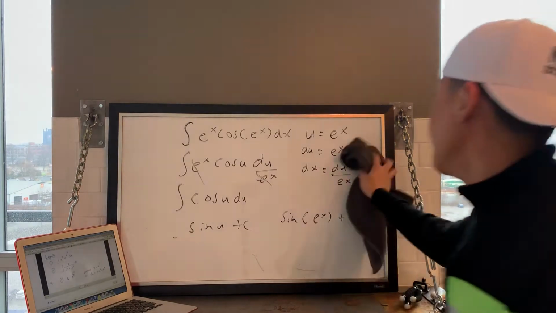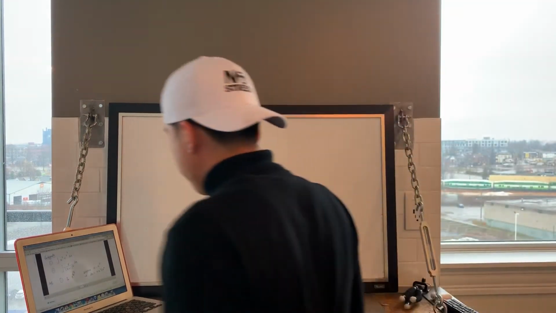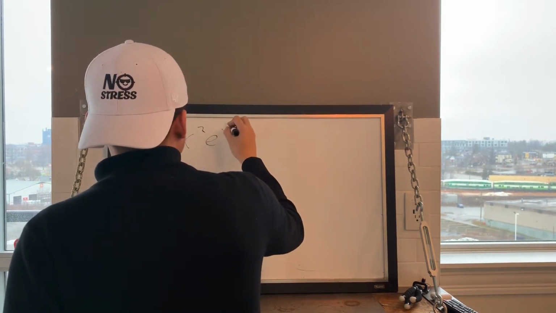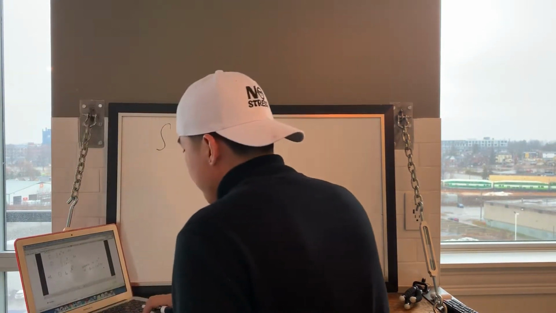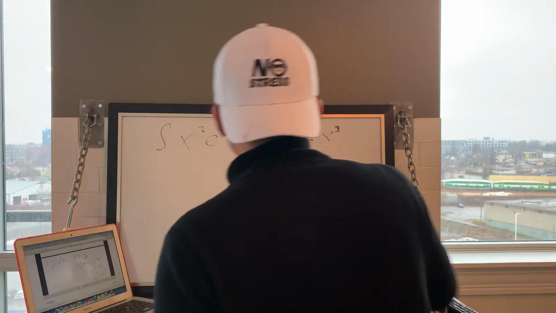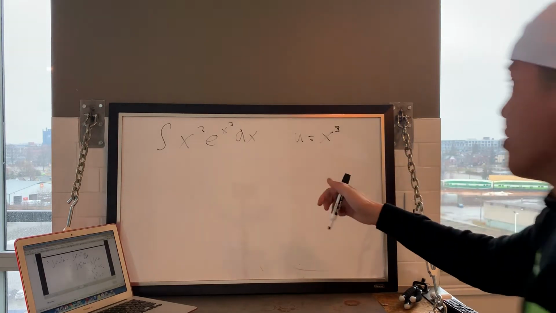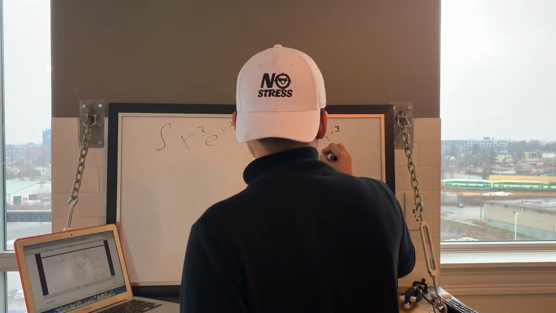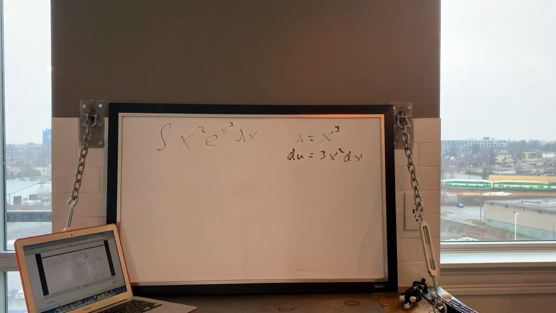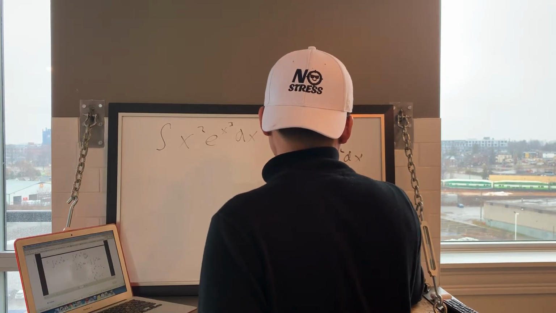What if we had something that looked like this? If we had the integral of x squared e to the x to the 3 dx. What do we do then? Well, I'll make u equal to x to the 3, because I see the derivative of x cubed, the power of it, inside the integral. So if I take the derivative of both sides, I get du equals 3x squared dx. I see x squared here and I see x squared here. That's fun. So dx really equals du over 3x squared.